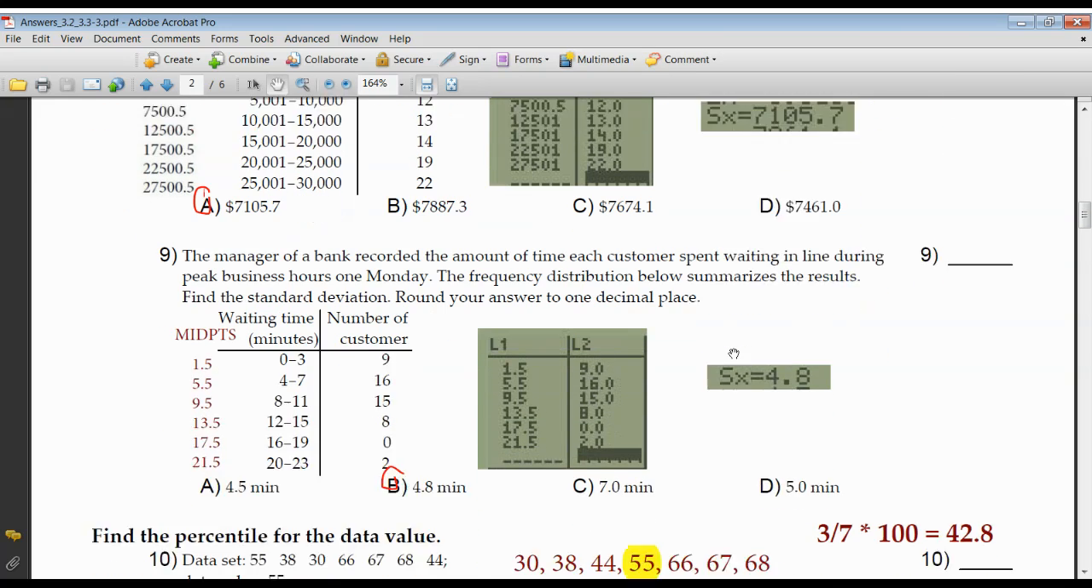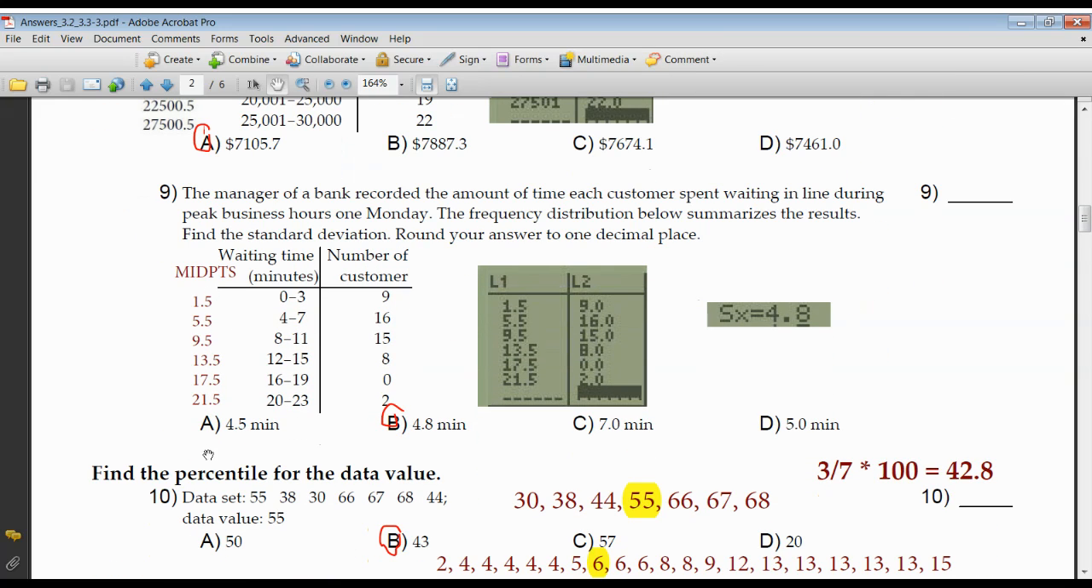Now, the same thing works out with number 9. I've got to find the midpoints. Whenever I have a frequency distribution, whether I'm finding the standard deviation or the mean, I've got to find the midpoints. Put that in L1 and put your customers, which are your frequencies, in L2. There were 9 people who made that, and 16 people who made this, and 15. Then go to stat, calculate. Your list is in L1 and your frequency is in L2, in that order.